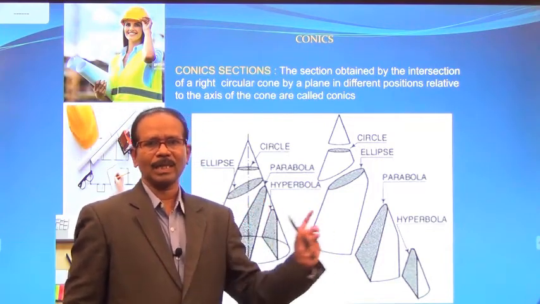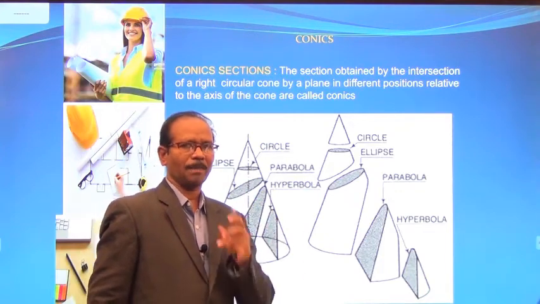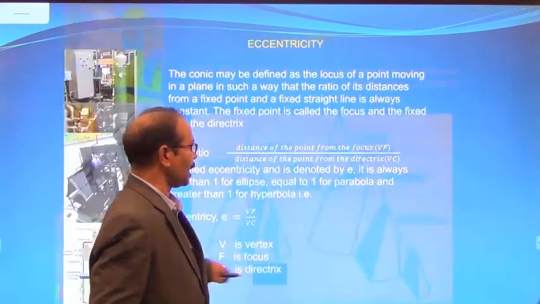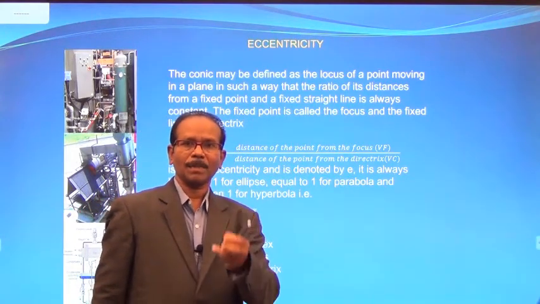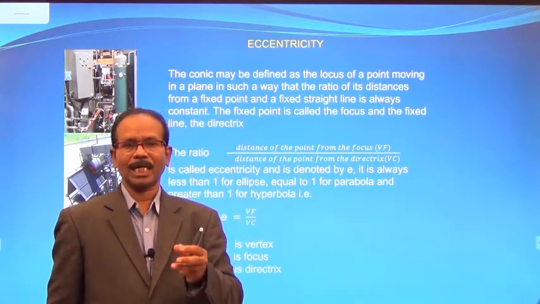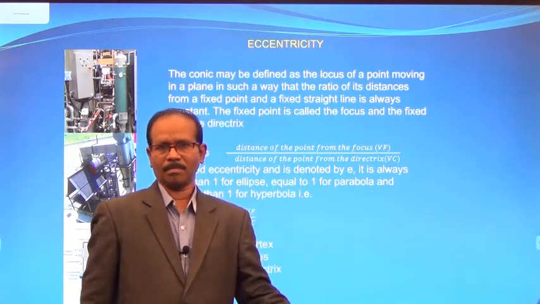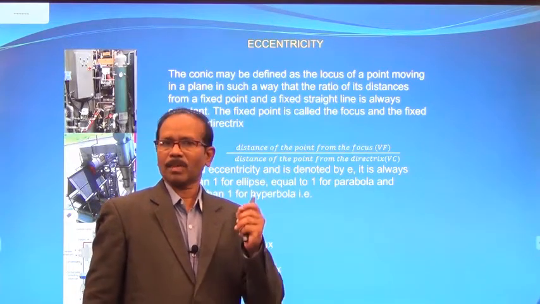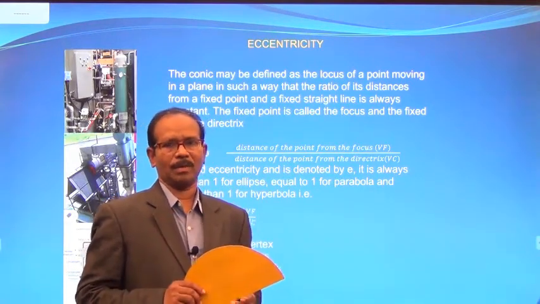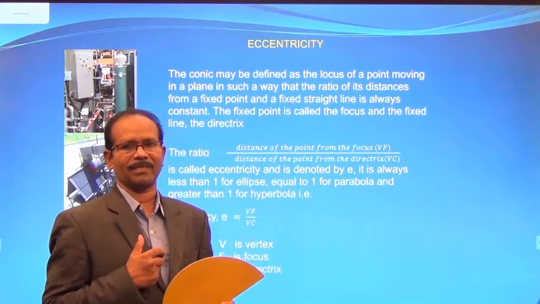We discuss only these three: ellipse, parabola, hyperbola, based upon one concept. That concept is eccentricity. Based upon the eccentricity, conical curves are classified. If the eccentricity is less than 1, ellipse; equal to 1, parabola; greater than 1, hyperbola. What is eccentricity? See that definition.